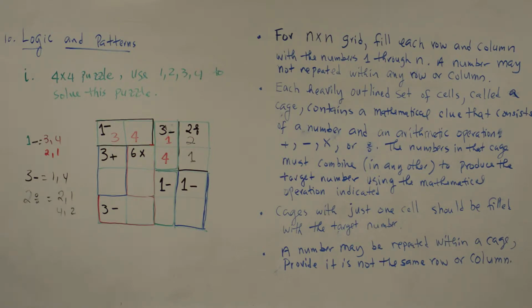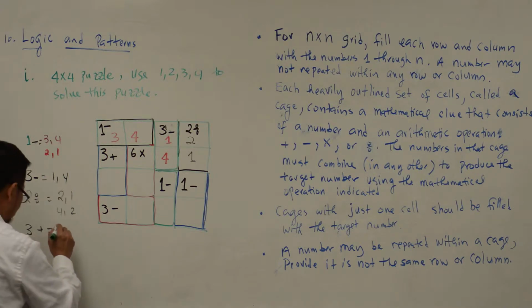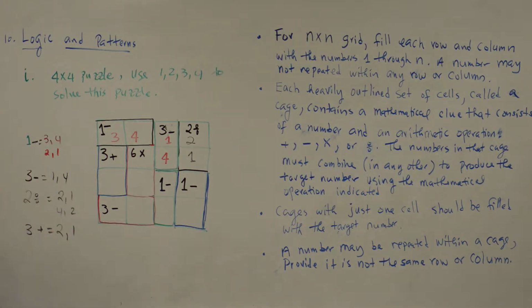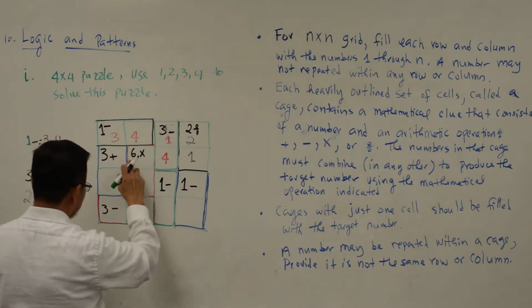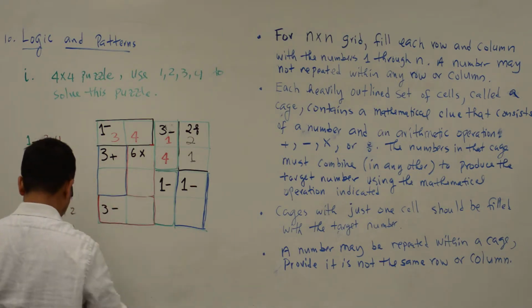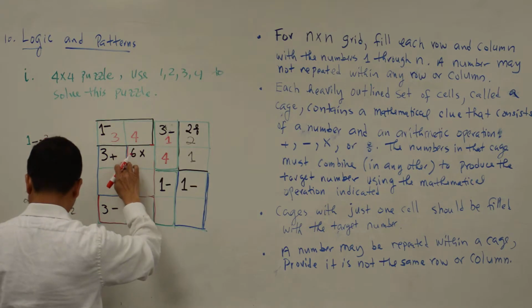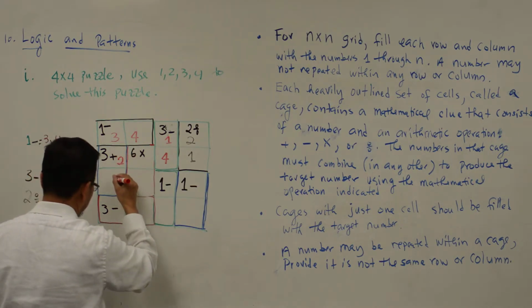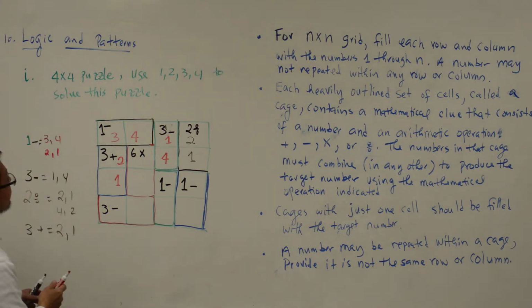Okay, let's look at 3 plus. For 3 you can have, adding, 2 and 1. That's it, right? 2 and 1, using 1 to 4. I cannot use 1 here because 1 is already there, so I have to use 2 now. So this is 2, then this becomes 1. Okay, 2 and 1.